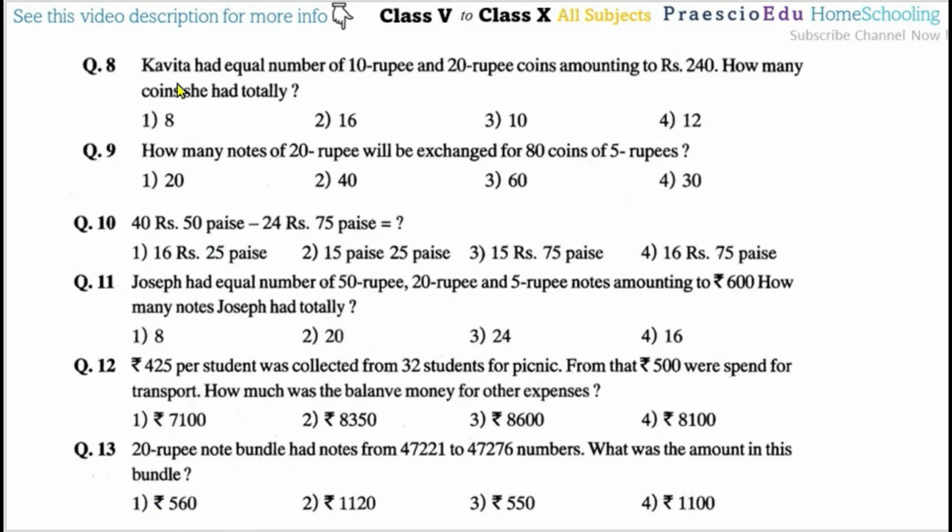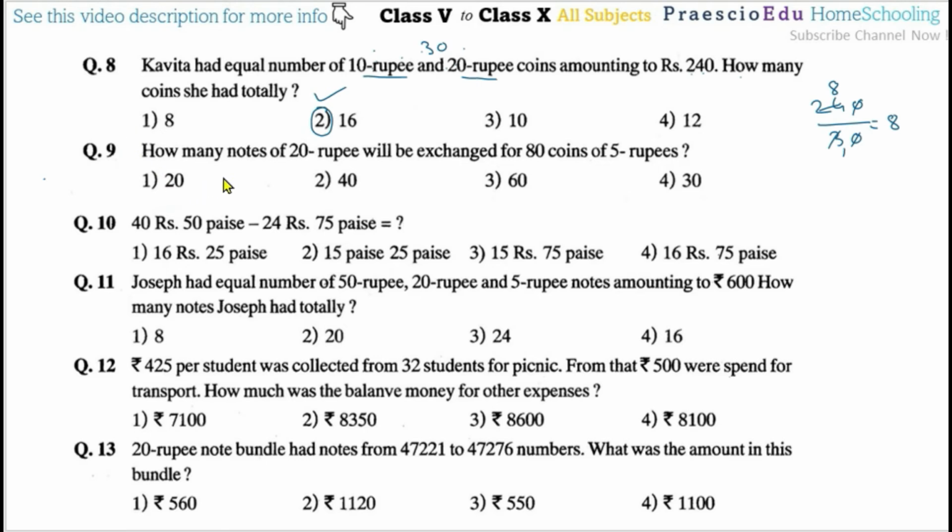Now question number 8, Kavita had equal number of 10 rupees and 20 rupees coins amounting to rupees 240. How many coins she had totally? Now the quantity of both is the same, so we will add the total amount of each coin. So 10 plus 20 means it's 30, and 240 divided by 30 will be the quantity of each one. So this 0 gets cancelled, 0 gets cancelled, and this is the 8. So 8 is each one. Okay, but total how many coins are asked? So this 8 and this 8 means 8 plus 8 is 16. So option number 2 is the correct one.